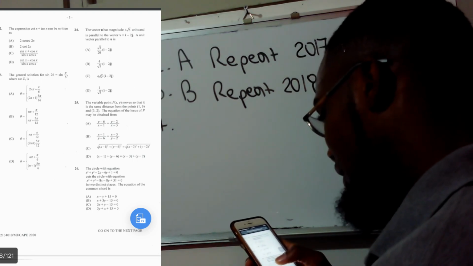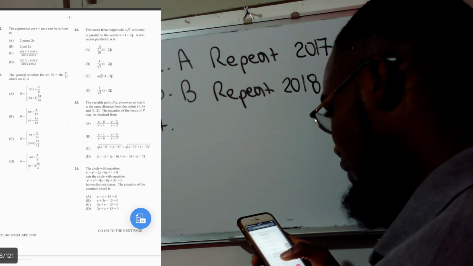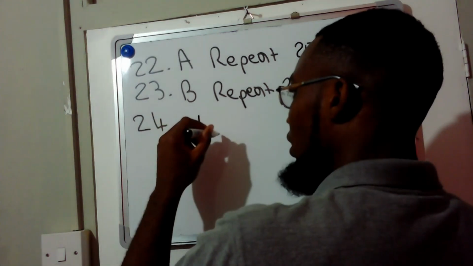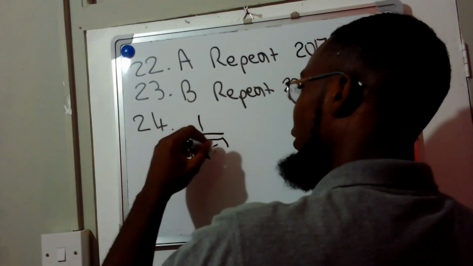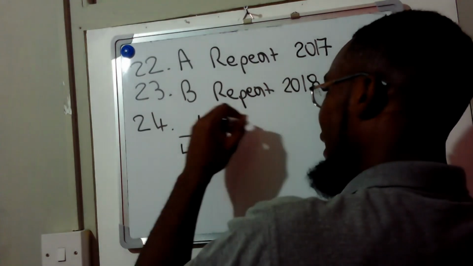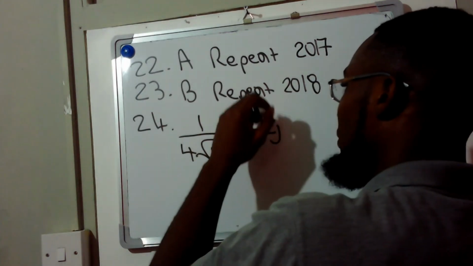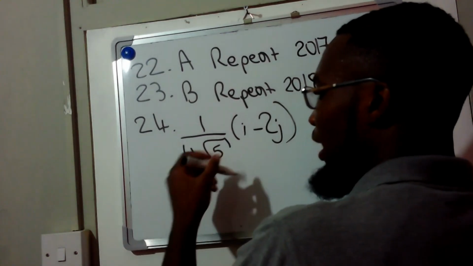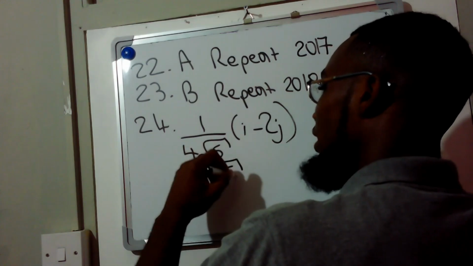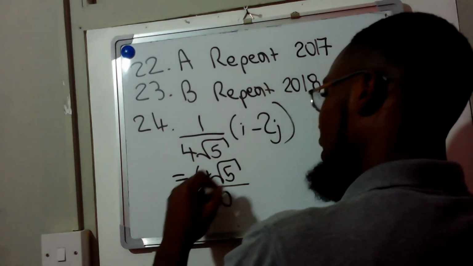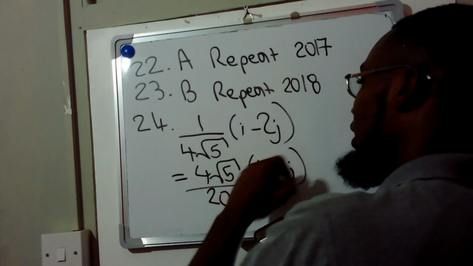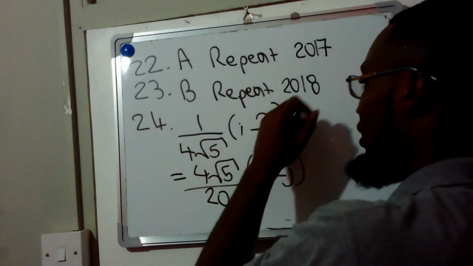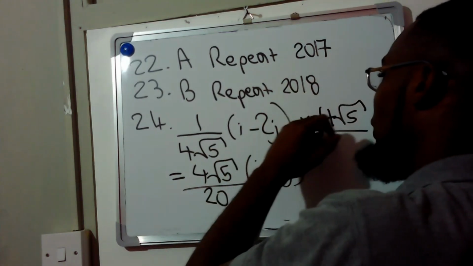A unit vector. I'll just work it out. A unit vector is 1 over 4 root 5 multiplied by i minus 2j. That would be the unit vector. But then we need to rationalize this. So multiply it by 4 root 5 over 4 root 5, giving 4 root 5 over 20 times i minus 2j. All I did was rationalize, multiplying the denominator and the numerator by 4 root 5.